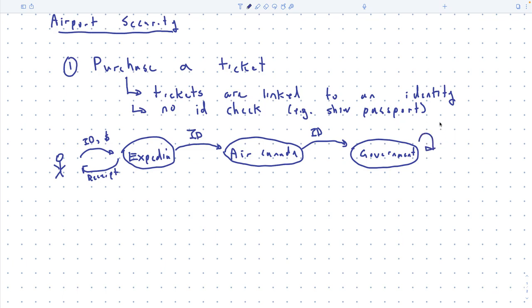Government's going to check it against what's called the no-fly list. And they're going to say, yes, this person can fly, or no, this person can't fly. And then, assuming that it's authorized, Air Canada will confirm the ticket. And then you'll get an email a bit later from Expedia saying, okay, your flight is confirmed, and these are the details.